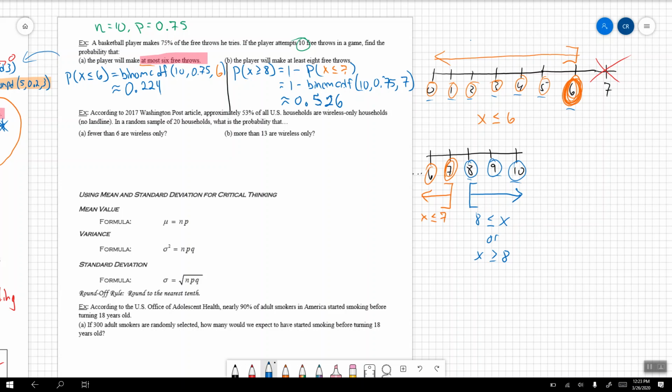Nice. So this is the way that we're using these probabilities here, or the probability distribution for a cumulative binomial probability. Next example. According to a 2017 Washington Post article, approximately 53% of all U.S. households are wireless households, meaning no landline. In a random sample of 20 households, what is the probability that, and so on and so forth?